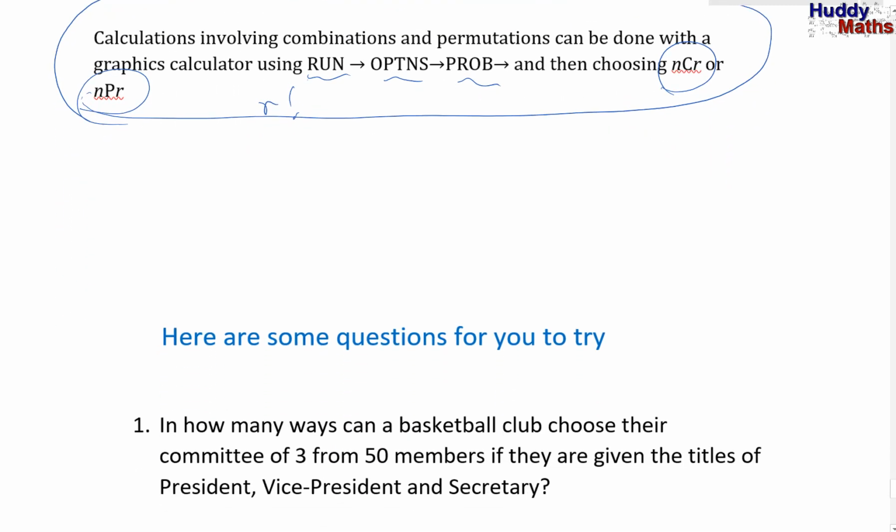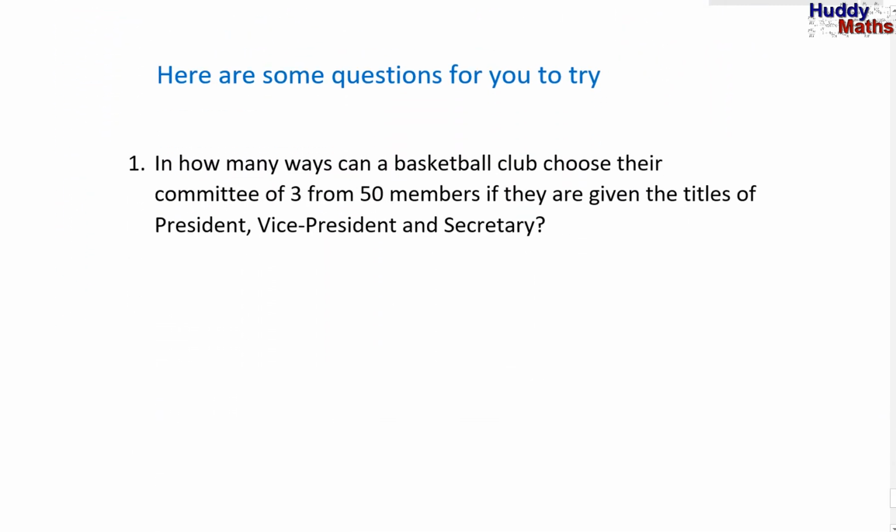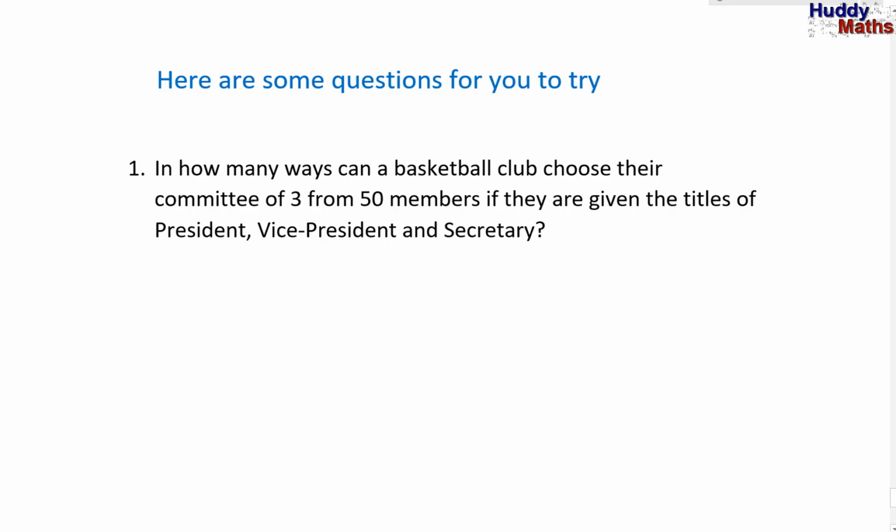Okay, so come down now. Here are some questions for you to try. In how many ways can a basketball club choose their committee of 3 from 50 members, so R is 3 and N is 50, if they're given the titles of President, Vice President and Secretary? This is very important. Okay, pause the presentation and have a go.